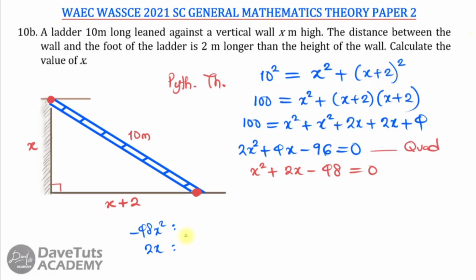What two numbers can we look at here? I think 8 times 6 is 48. So we have 8 and we have 6. 8x and 6x. But we need to determine the sign.